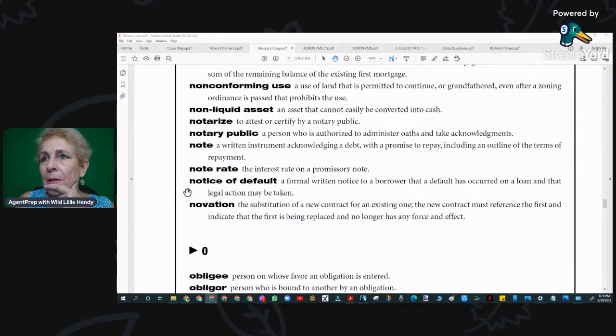All right. So the note rate, the note, the notary public, I was going backward.